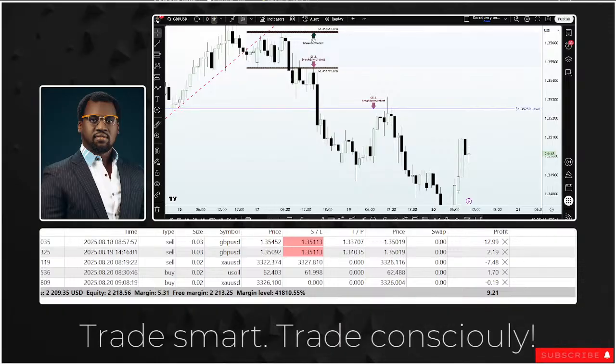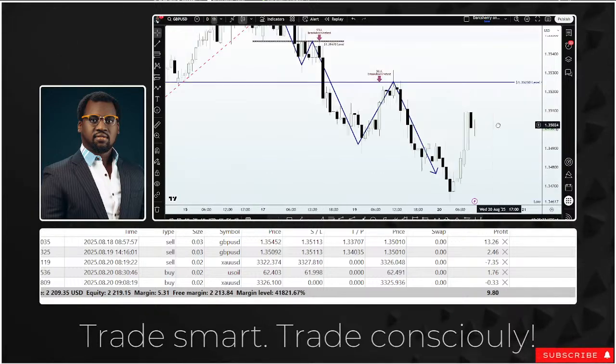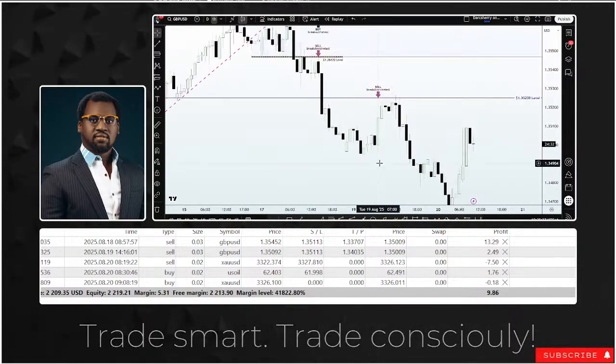And I did tell us on Monday that we will be looking to add more sell if price breaks down, retest the 1.35250, which is still running at this point. And for those of you who capitalized on this opportunity, well done, and kudos to you.